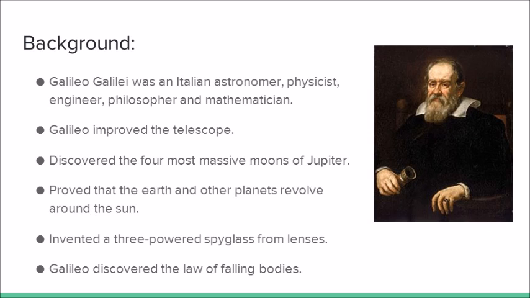This led to Galileo's discovery that the Earth is not the center of the universe like the church had thought. Later in his life, the church had him sent to jail for suspicion of heresy, and he died in jail. He also came up with the idea of inventing the 3-power spyglass through his telescope studies.